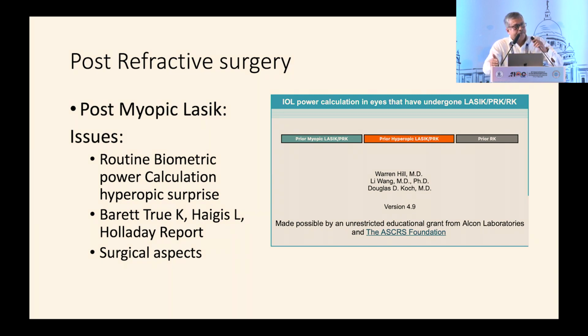Why so? Because while we are doing a refractive surgery, especially LASIK, we are changing the ratio of the anterior to the posterior surface. There is something called keratometric index, which is 1.3375, which changes. So the biometry machine doesn't know that the patient had a refractive surgery done. It calculates and finds out the corneal K value according to that particular index, but the ratio has already changed. So the error happens. So to deal with this, we have newer formulas like Barrett True K, Haigis-L, and Holladay report.